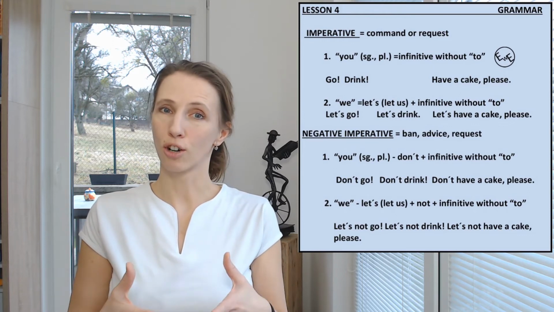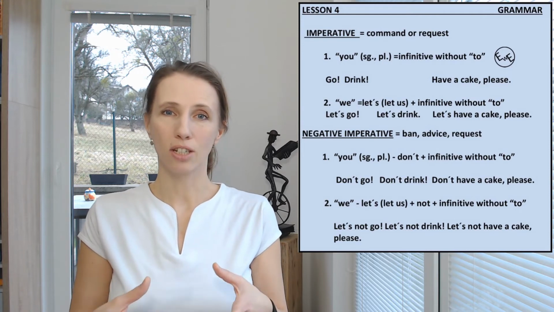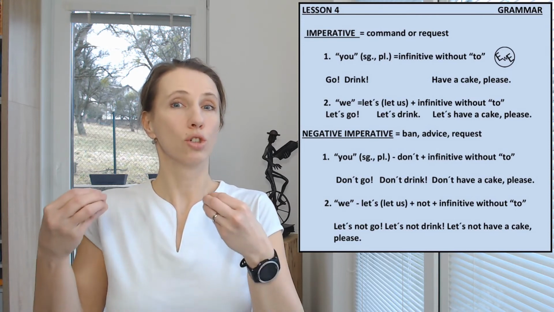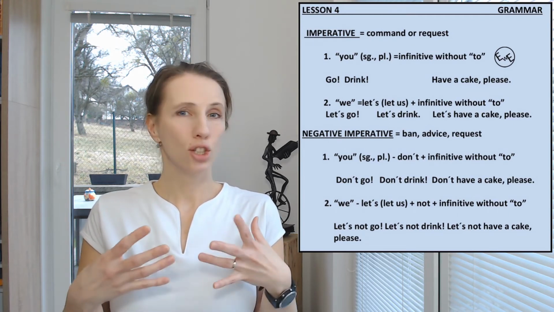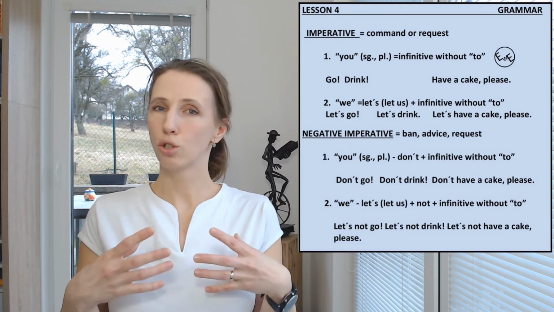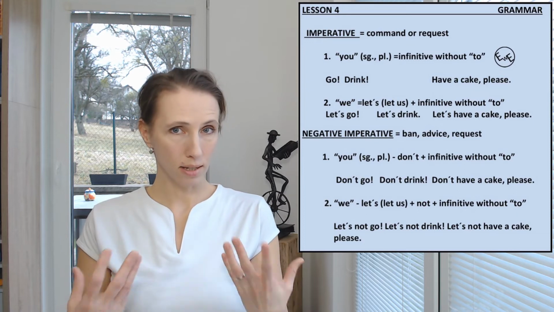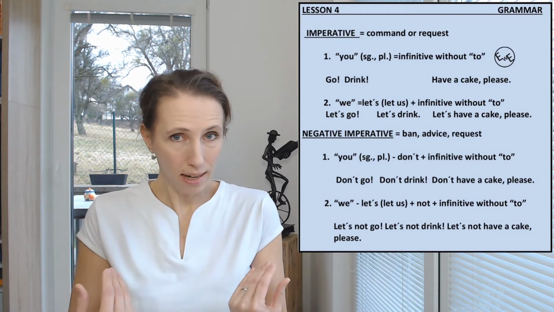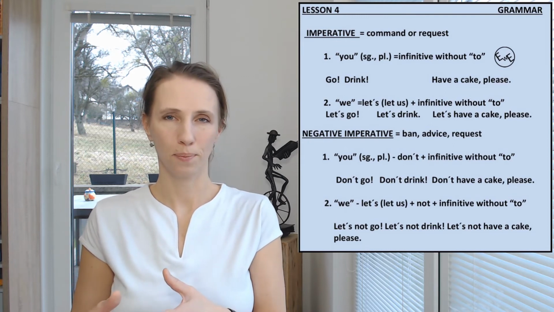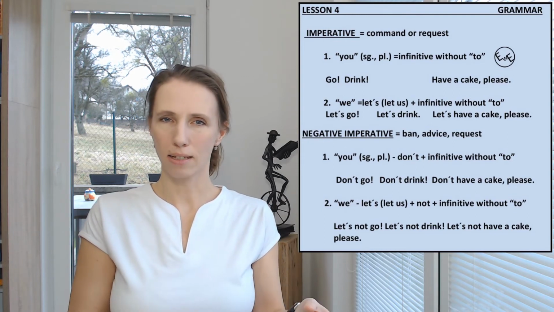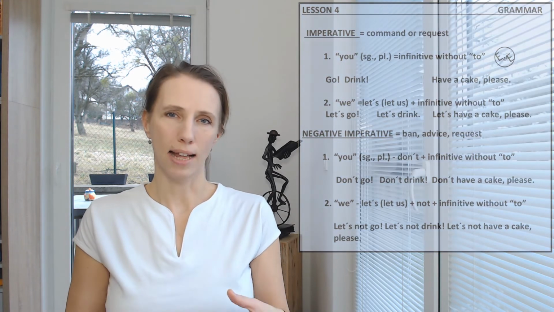Today we're going to learn negative imperative. We simply add do not or don't. Don't do it. Don't go there. Don't sleep. And for we, we say let's not. Let's not dance. Let's not go. Let's not play.